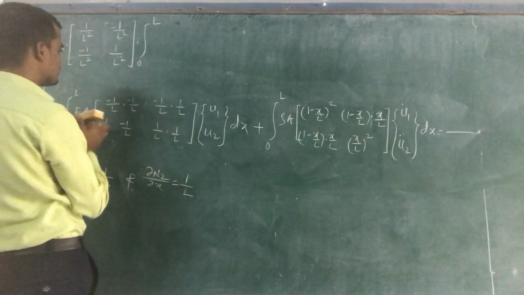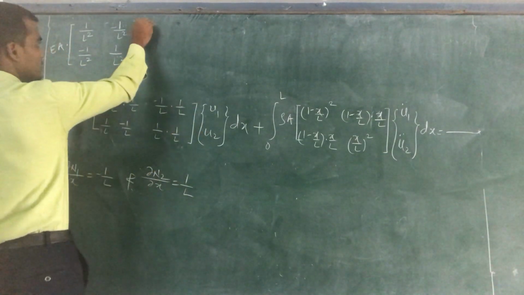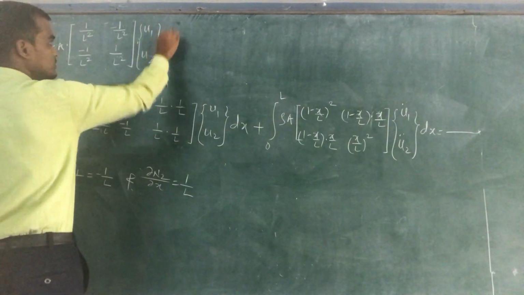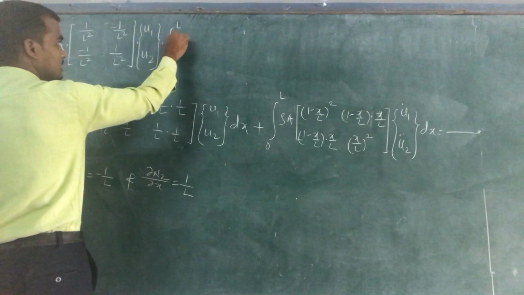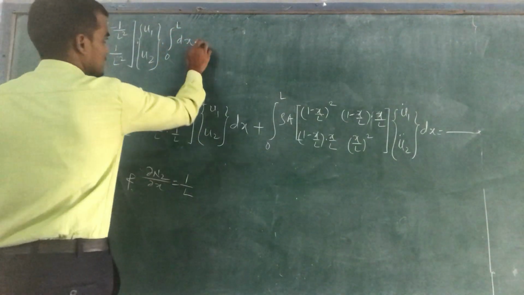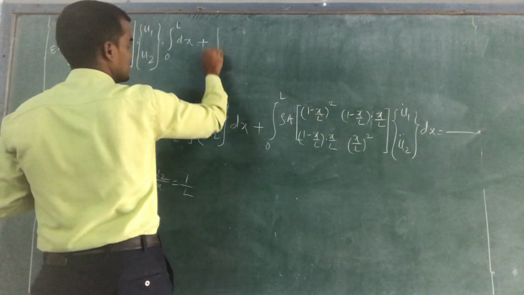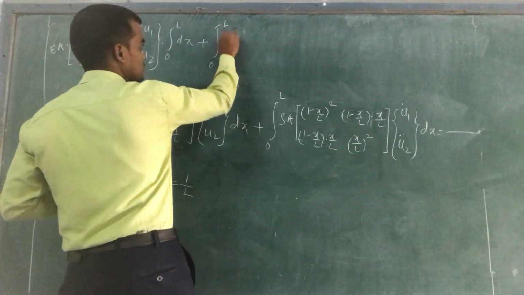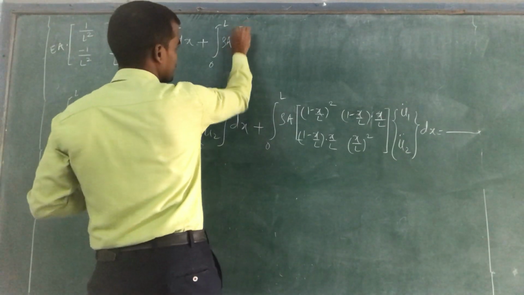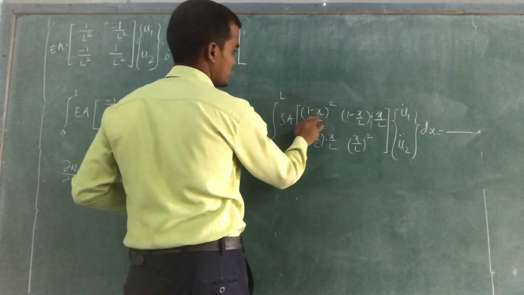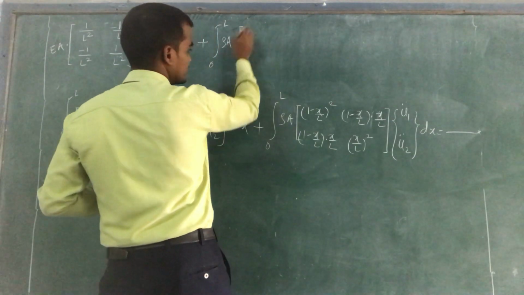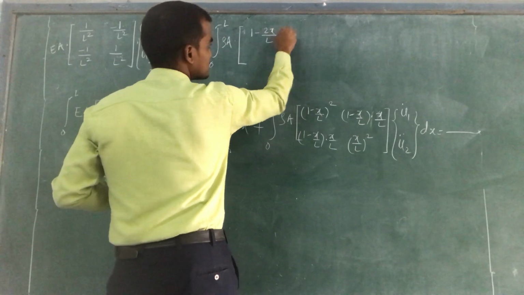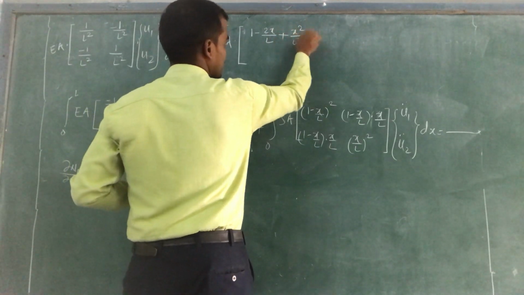Remaining is what? Here u1 and u2 are also constant terms, into integration 0 to L dx, plus integration 0 to L. Now this rho A is constant, into (1 minus x by L) bracket squared. We need to expand this. So 1 minus 2 times x by L plus x square by L square.